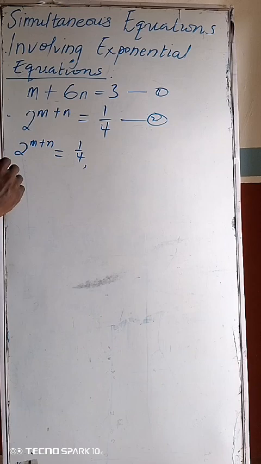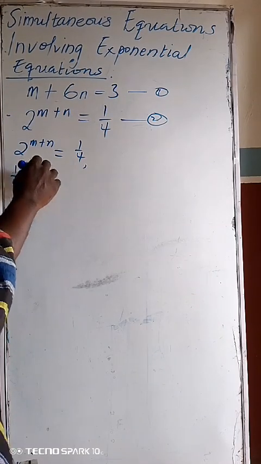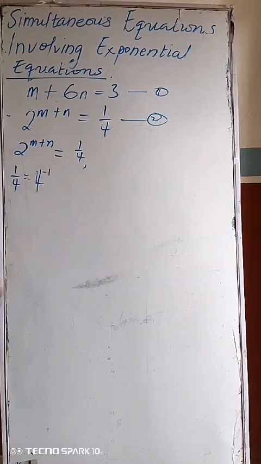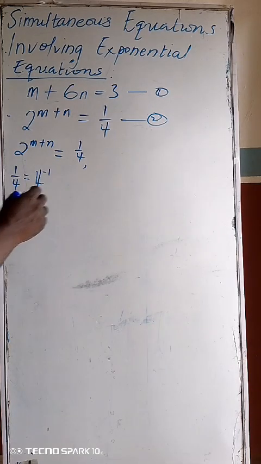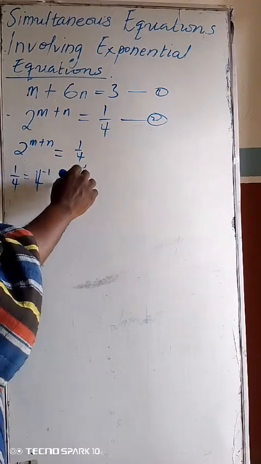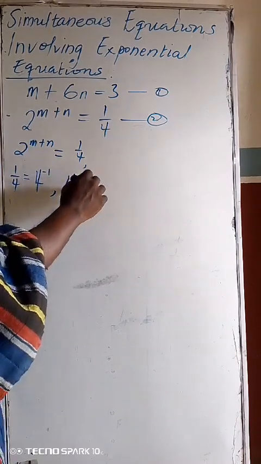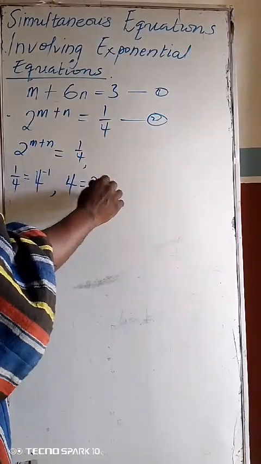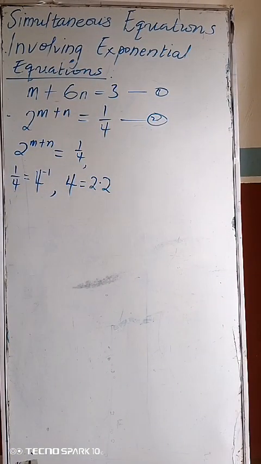Now 1 out of 4 can be written in mathematics as 4 raised to the power negative 1. That is the inverse. Again, 4 can be written as 2 times 2 in mathematics. So 2 times 2 is the same as 4.